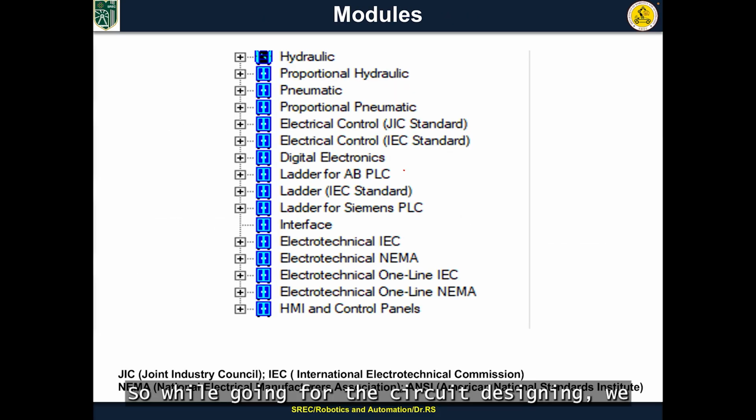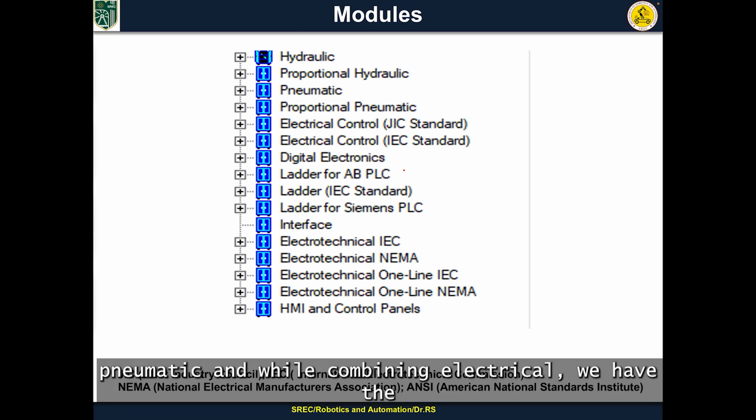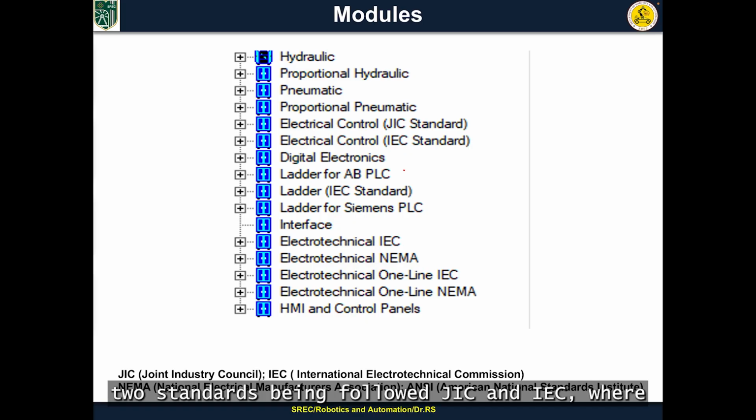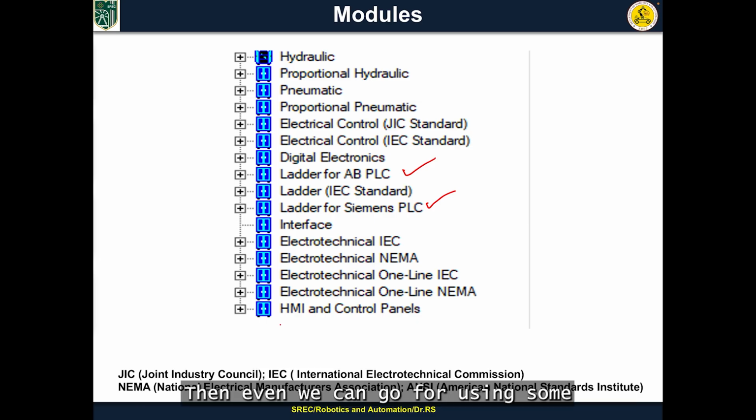While going for circuit designing, we will go for hydraulic, proportional hydraulic, pneumatic, proportional pneumatic, and while combining electrical, we have two standards being followed, JIC and IEC, where we can combine hydraulic with electrical and pneumatic with electrical. Even when we use PLCs, we can have standard PLCs like Allen Bradley, Siemens, and other types of PLCs being supported. We can even create ladder logic diagrams using PLC. Then we can also use HMI and control panels in the electropneumatic circuits.